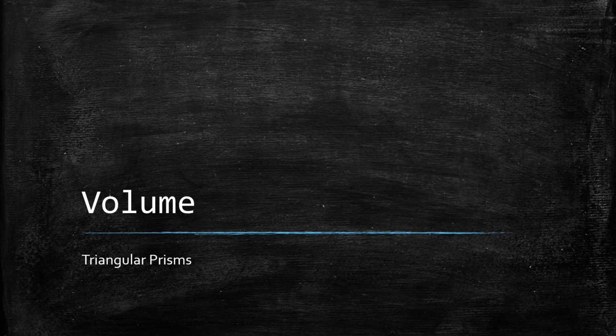All right, again, for lesson 2, we're going to be looking at volume. This time we're going to take a look at a triangular prism, just how those work. Very similar to a rectangular prism, just one slight difference. That is what we'll be working on today.